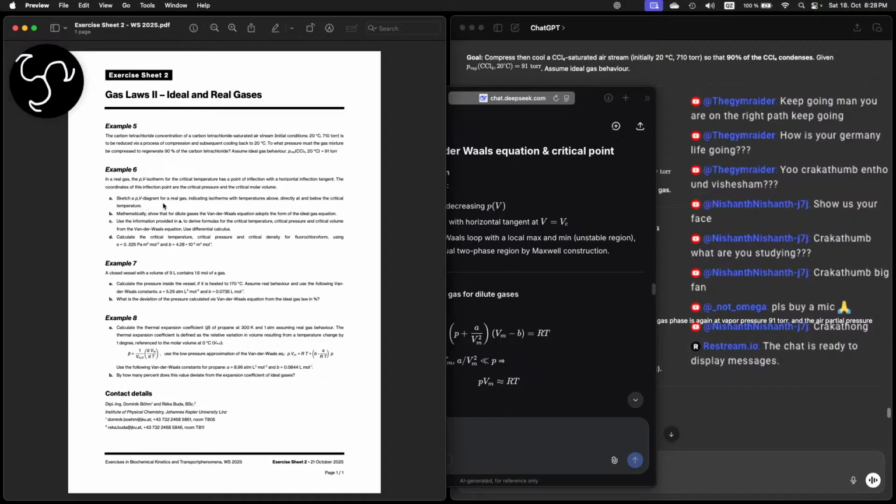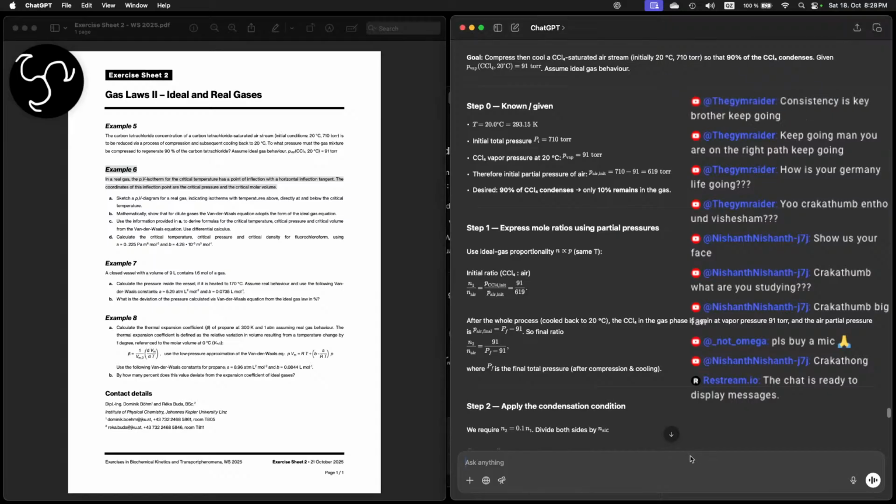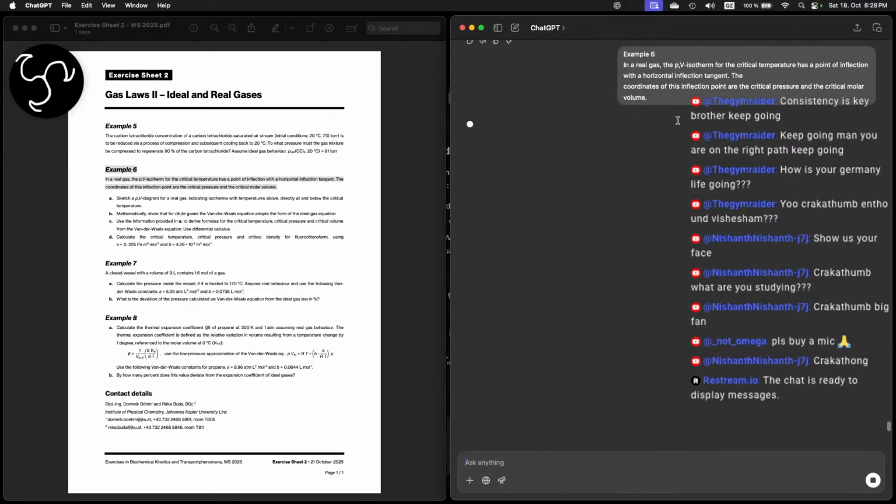Sketch a PV diagram for a real gas indicating the isotherm with the temperature above. Oh, why am I so stupid? I don't understand the question. Stupid brain, come on. Pick up on this basic stuff. And the real gas. Oh, don't draw diagrams. I just want you to explain the question as I am a stupid person.